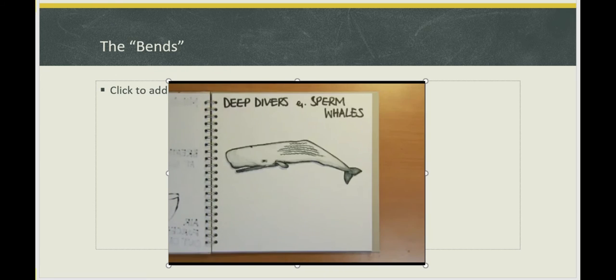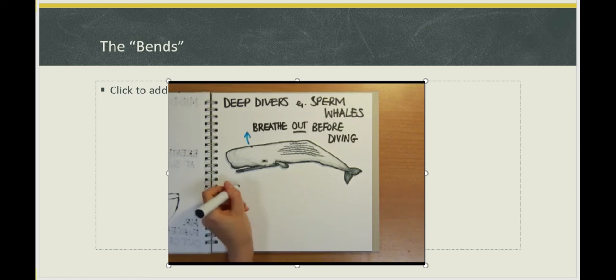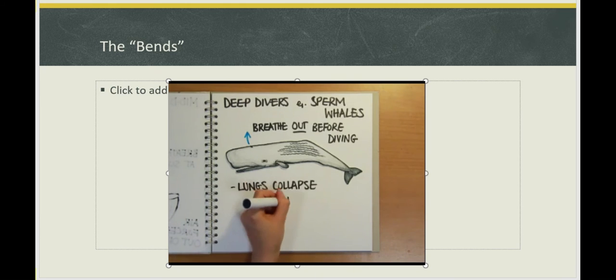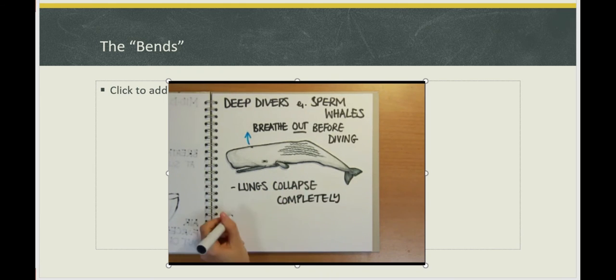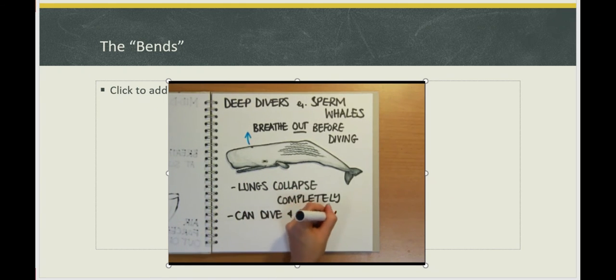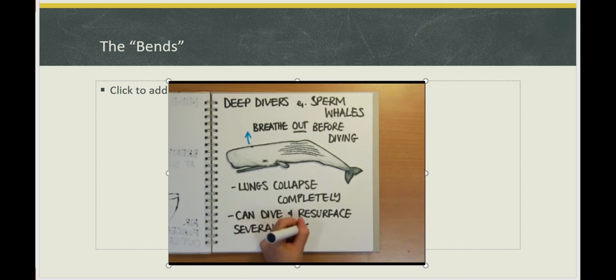The deepest diving whales, like sperm whales, take more drastic measures. After taking several deep breaths at the surface to charge up their extra efficient oxygen-carrying blood and muscles, they actually breathe out before diving. As they descend, their lungs collapse completely and very little nitrogen enters their blood, so they can safely dive deep and resurface several times every day.